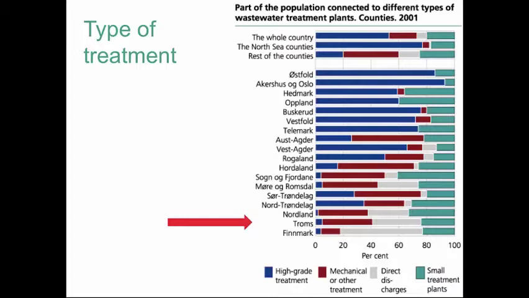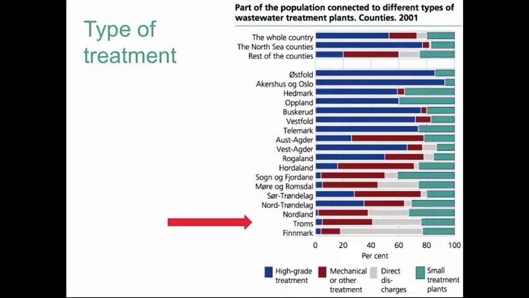So the blue color means the advanced wastewater treatment. Here the national average is like 60%, and then there are the North Sea counties and the rest of the counties. There's a big difference in how the treatment types are distributed across Norwegian counties. In Oslo and similar places we have a much higher percentage of advanced treatment, but when we go to the northern area, like Nordland, Troms and Finnmark, the advanced treatment percentage is quite low.